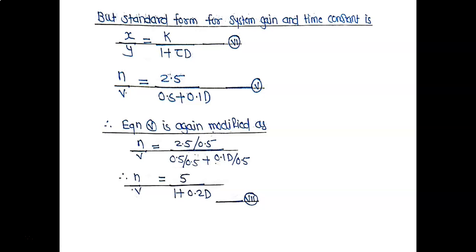Therefore, now we will compare equation 6 and equation 7. By comparing equation 6 and 7, what are we getting? K is equal to 5, that is the system gain, and tau, that is the time constant, is equal to 0.2.